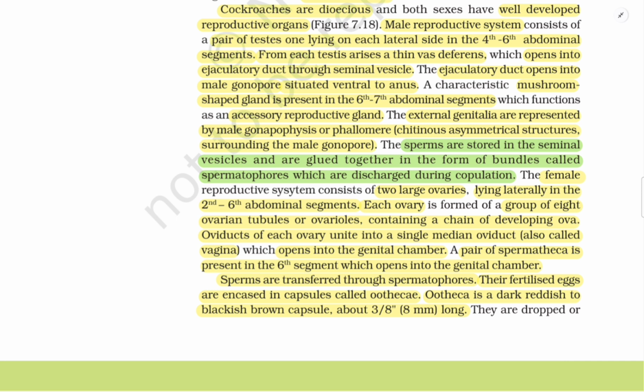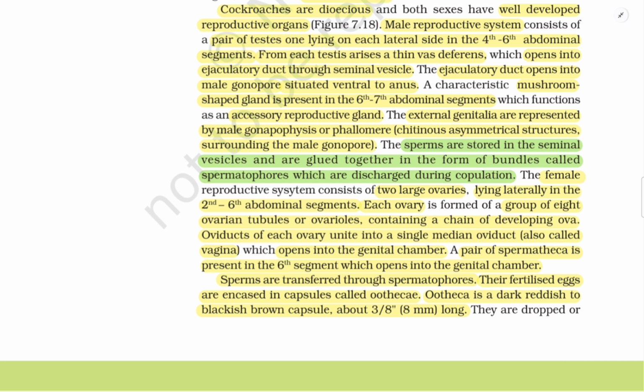The female reproductive system consists of two large ovaries lying laterally in the 2nd to 6th abdominal segments. Each ovary is formed of a group of 8 ovarian tubules or ovarioles containing a chain of developing ova. Oviducts of each ovary unite into a single median oviduct, also called a vagina, which opens into the genital chamber. A pair of spermatheca is present in the 6th segment, which opens into the genital chamber. Sperms are transferred through spermatophores.